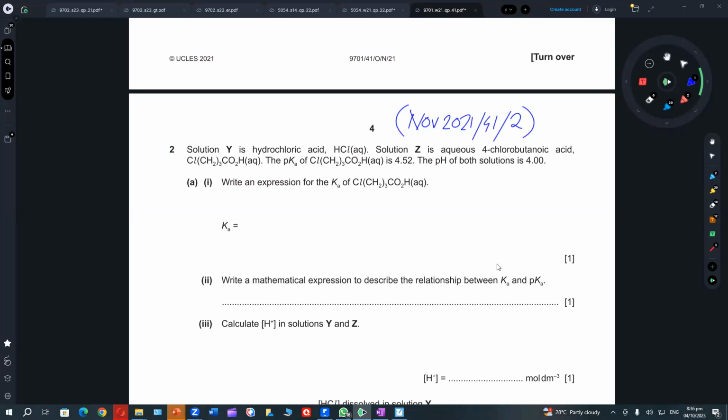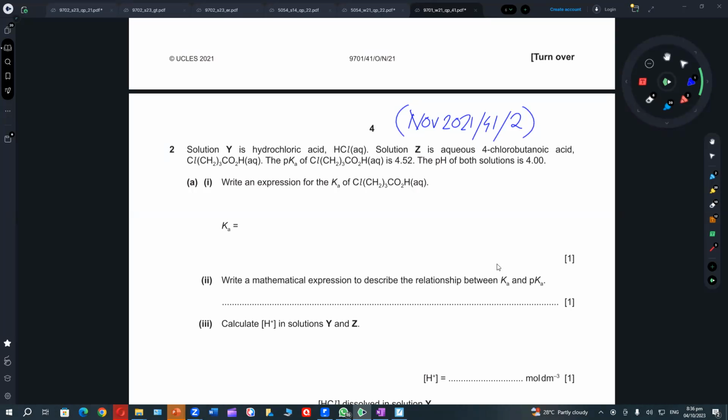Solution Y is hydrochloric acid, HCl. Solution Z is aqueous 4-chlorobutanoic acid. The pKa of the solution is this. The pH of both solutions is 4.00. Write an expression for the Ka of this compound.